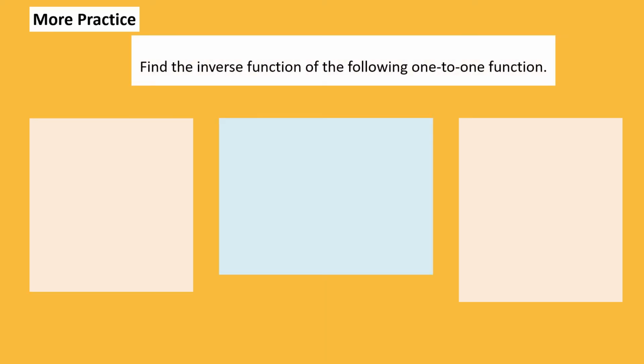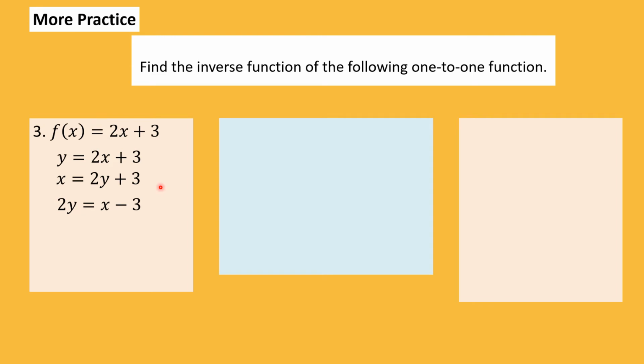So, let us have more practice. Find the inverse function of the following one-to-one function. So, example number 3. F of x is equal to 2x plus 3. Meron tayong sinusunod na mga steps. Sa una, change f of x to y. So, y is equal to 2x plus 3. Next, interchange x and y. So, etong y, magiging x equal to 2y plus 3.